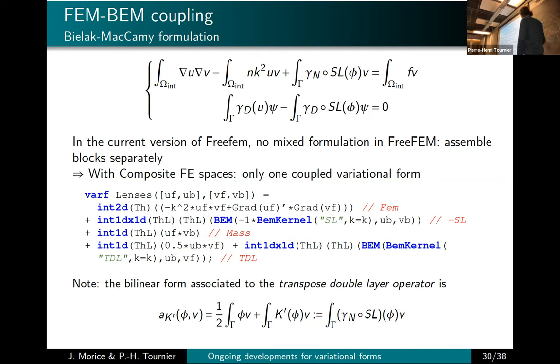You have to know that this term can be expressed with the control of the layer operator with the kappa here. So it's for that: these two terms correspond to the trace of the Cauchy data of the single layer. And use TDL because the distance to the points is relative to the point transfer to the layer of data.